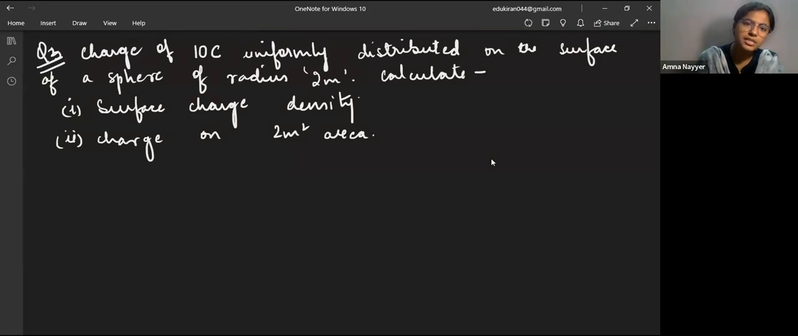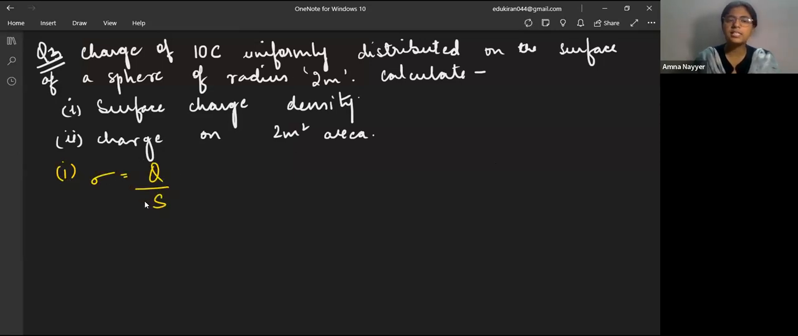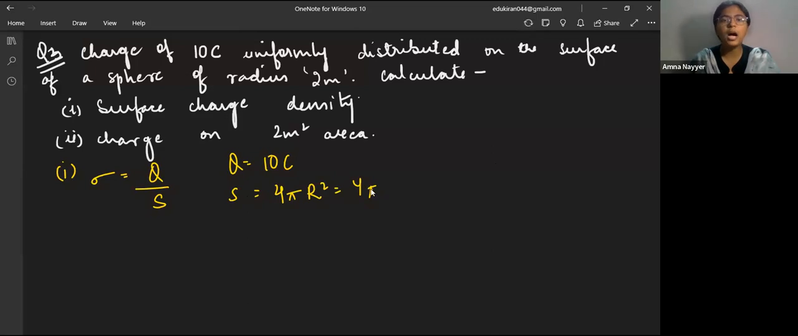Calculate surface charge density, and calculate the charge on a 2 meter square area. See, sigma is charge per unit surface area. What is the charge given? Charge is 10 coulomb. What is the surface area of a sphere? Surface area of a sphere is 4 pi r square. So this becomes 4 pi into r. Radius is 2, so 2 square. So 4, 16 pi meter square.